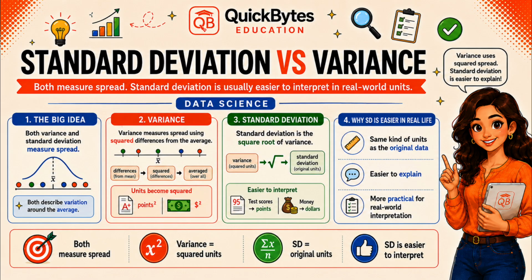Now, you may also hear about variance. Variance and standard deviation are closely related. Variance also measures spread, but it uses squared differences. Standard deviation is often easier to understand because it is in the same type of units as the original data. For example, if we are measuring test scores, the standard deviation is still in test score points. If we are measuring dollars, the standard deviation is in dollars. That makes standard deviation easier to explain and use in real life.